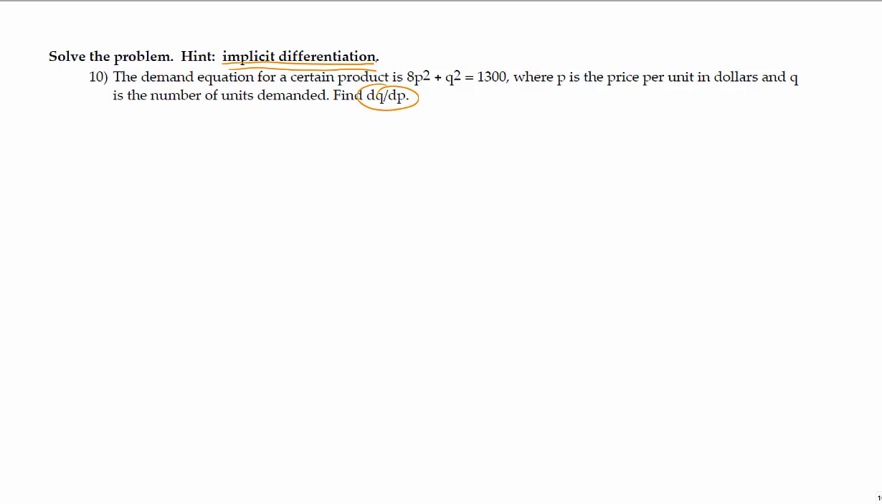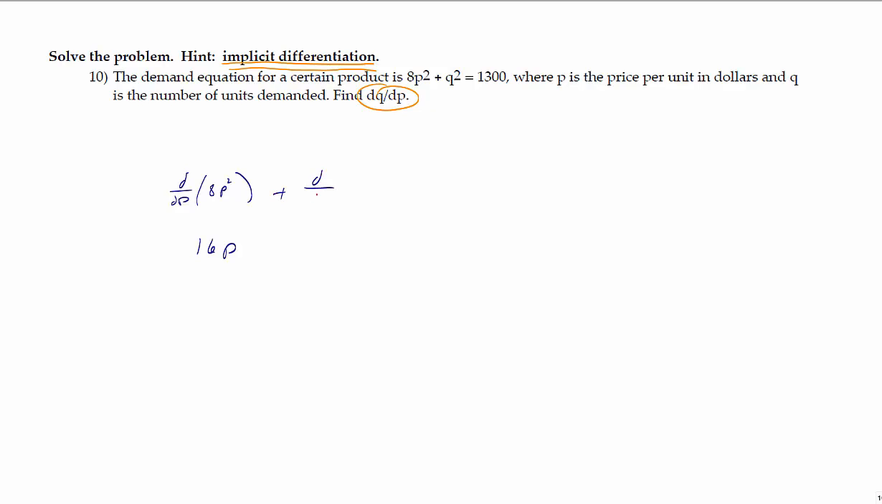On the exam, it'll be very obvious. The directions will say, use implicit differentiation to find dq/dp, or dw/dt, whatever it is. Okay, so what I need to do is take the derivative of each term with respect to the variable p. When the variables are the same, that's what we've been doing all along. So when I take the derivative with respect to p of 8p squared, that's just going to be 16p.